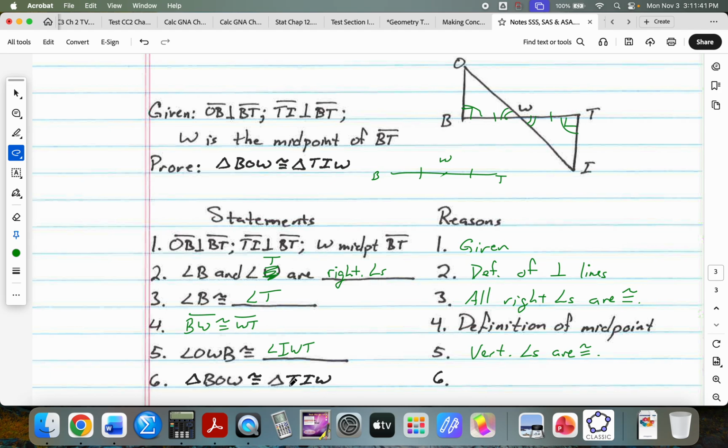And then triangle BOW is congruent to triangle TIW. How do I know that? They're both right triangles, but to prove triangles congruent, it's always got to be one of those three shortcuts that we've learned. Side, side, side, side, angle, side, or angle, side, angle. Side, angle, side. Do we have two sides in this triangle? No. Do we have two angles? Yes. And is the side between the two angles? Yes. So that's angle, side, angle.